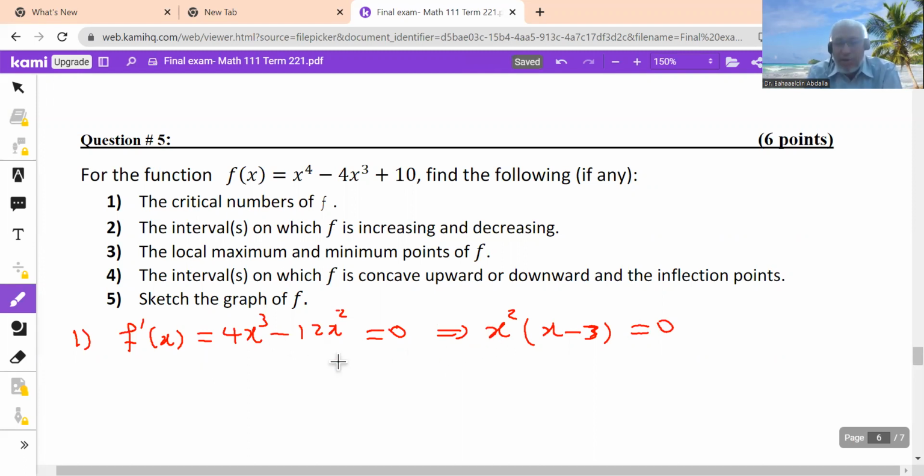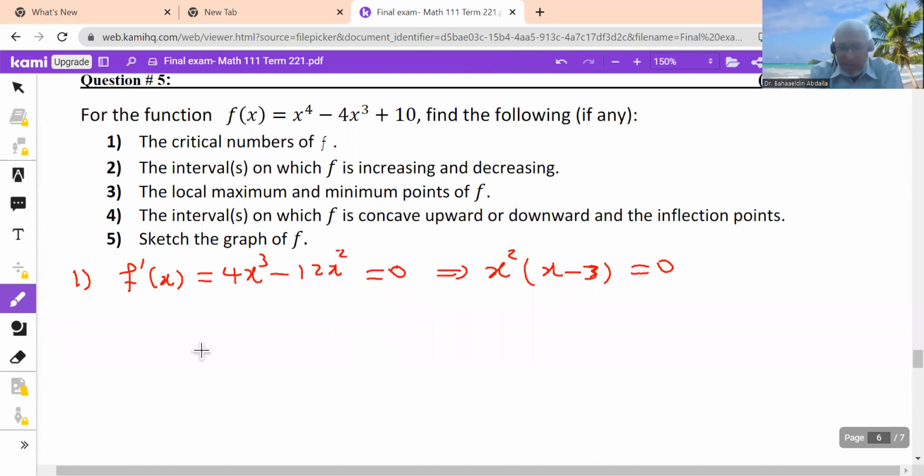And I took x squared. To check, multiply again: x cubed minus 3x squared. So either x is 0 or x is 3. Either x squared is 0, which means that x is 0, or x minus 3 is 0, which means that x is 3. So the critical numbers are 0 and 3. The answer to part 1.